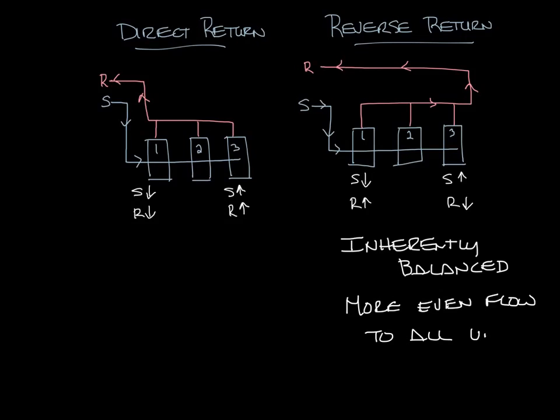You can see that the reverse return has a longer path, so the direct return will have less piping, which will reduce your first cost. But the benefits of having the inherently balanced system can outweigh the additional cost of the extra piping, so you need to do a complete cost analysis. So that's the difference between direct return and reverse return.